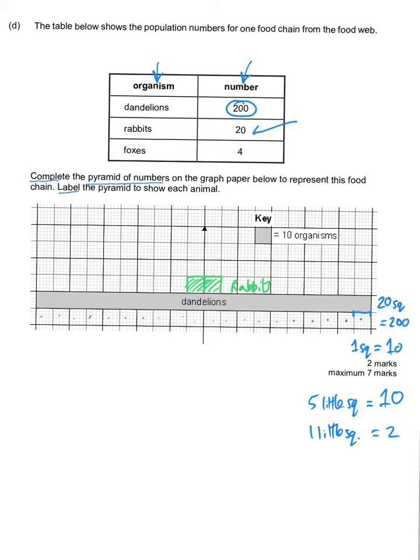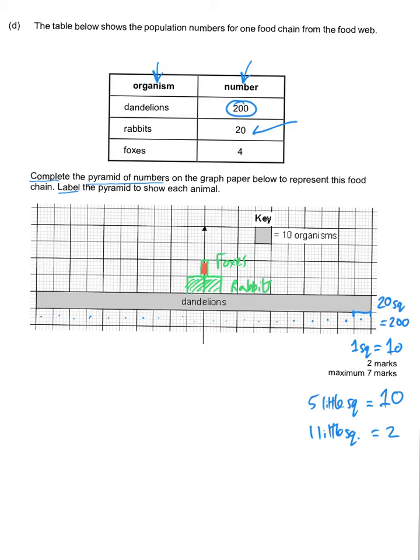Foxes is trickier because foxes is 4. 4 is obviously not 1 big square, it's only worth 2 per little square. So the foxes is going to be a really skinny little square on here, which I will shade in a different colour. I know I said green gets you the marks, but I'll shade it in red just so you can see it there. It's going to be 2 little squares wide.